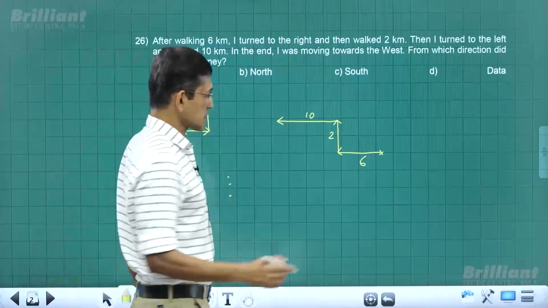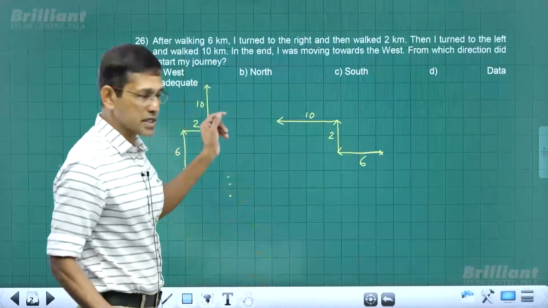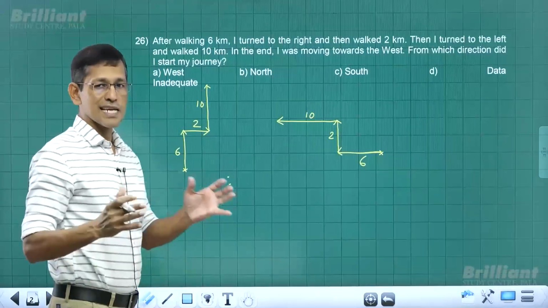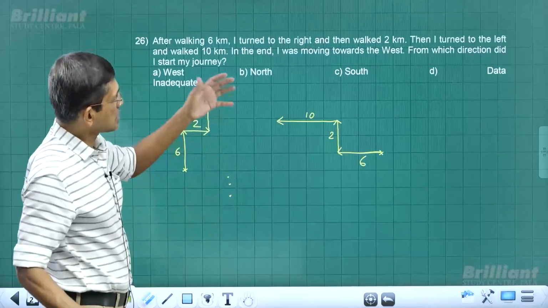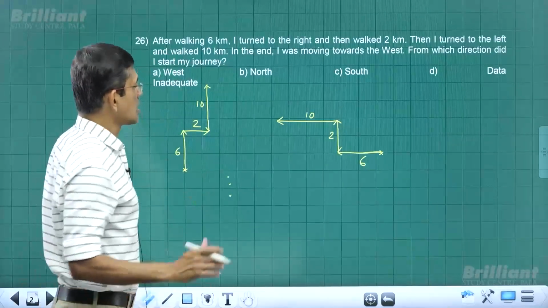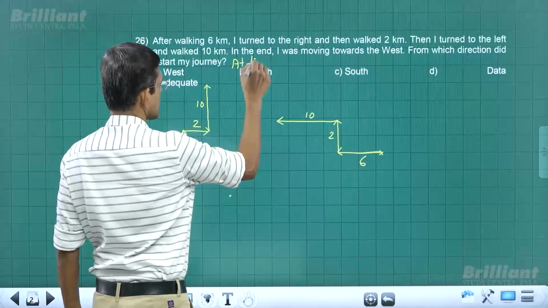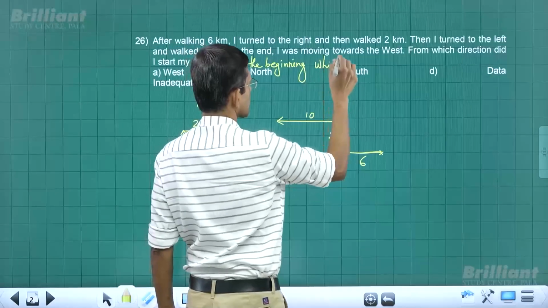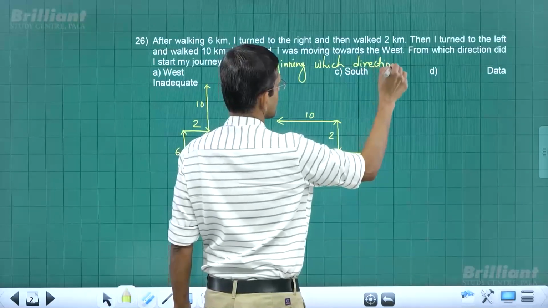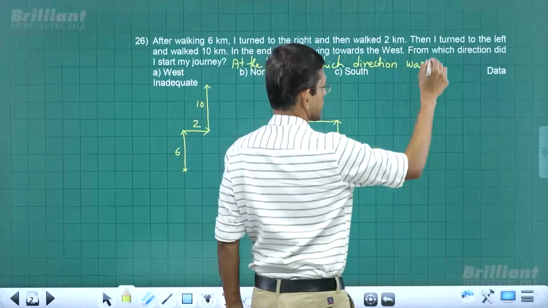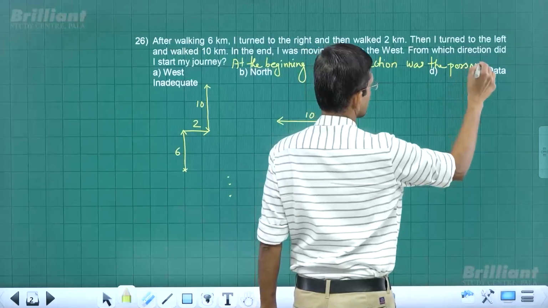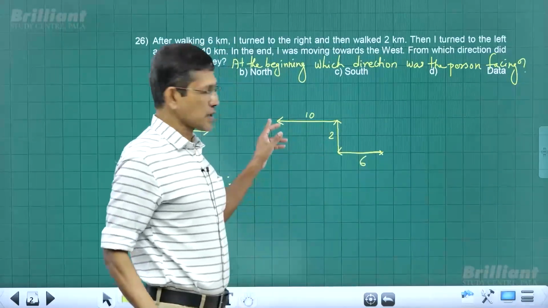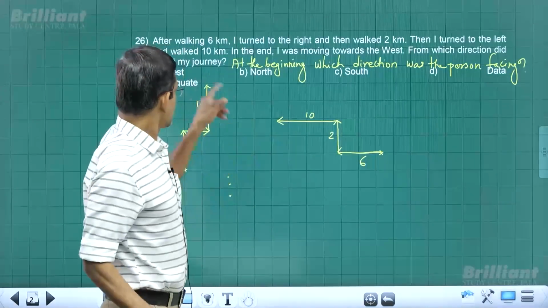So from which direction did I start my journey? This question is a bit confusing, so you can reframe it, or challenge the question if you don't really get what exactly they mean. Actually, the meaning of this question, from which direction did I start my journey, is: at the beginning, which direction was the person facing? In the beginning, the person was facing west. Now he is facing west as well. That is the answer. In the beginning he was facing west.